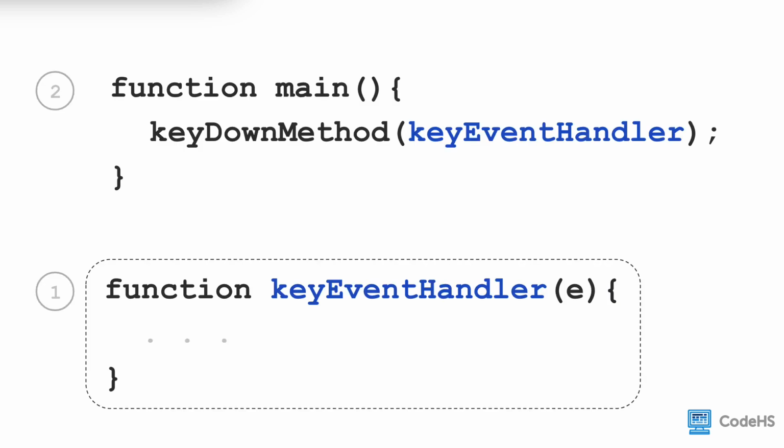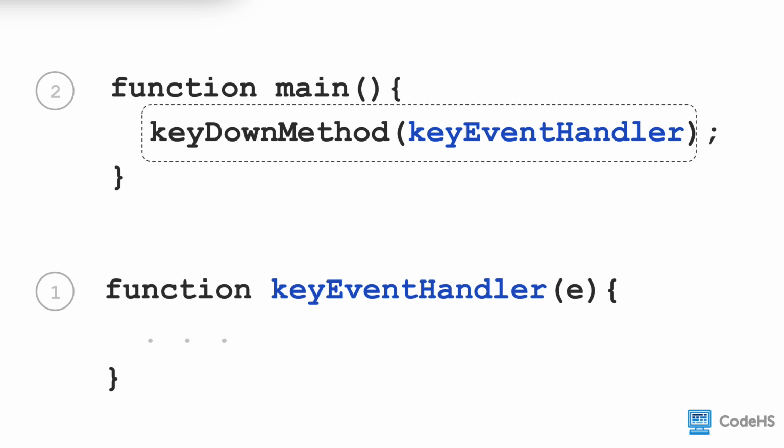Here we can see the basic usage. We create a function that can have any name, and in this example, we call it key event handler. Notice that the function takes one input parameter, e. Remember, input parameters are variables that we have available to use in our function. We then bind the function by using the key down method or key up method in the main function. Inside the parentheses, we pass the function name. Notice that the function name doesn't include parentheses or the parameter. Now, when the key is pressed or released, the callback function will execute.